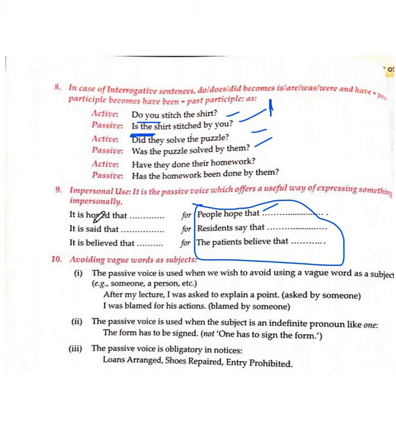So here you can see these are the passive forms, and these can be written in active voice when you are asked. How will you write this passive voice? "It is hoped that they will win the match." So, people hope that they will win the match. "It is said that they are good players." So, people say, or some people say, that they are good players.